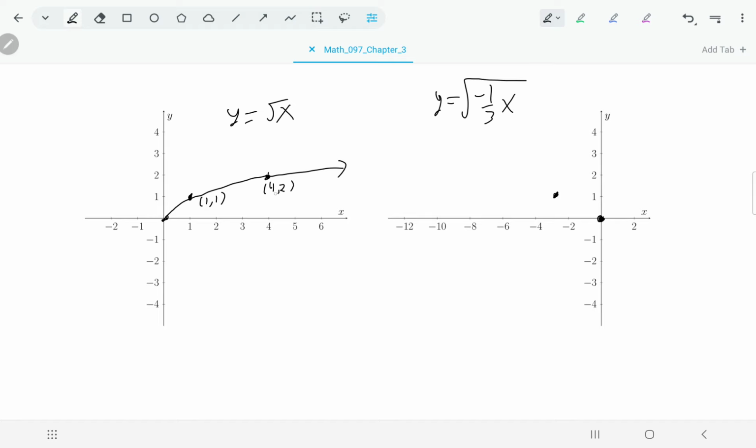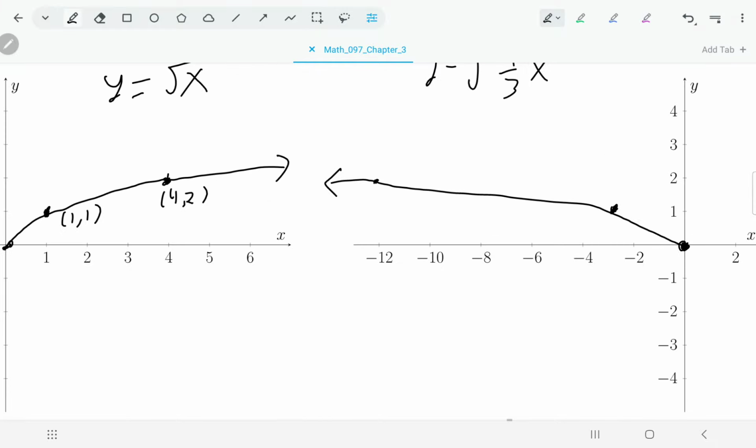And when I take (4, 2), takes that x coordinate of 4 and divide by -1/3, which is the same thing as 4 times -3, that gets me a new x coordinate of -12. So I now have points (-12, 2) and (-3, 1). Just going to try to redraw my curve here to make it look a little less like a straight line and make it look a little bit nicer. And I didn't really succeed, but that's okay.